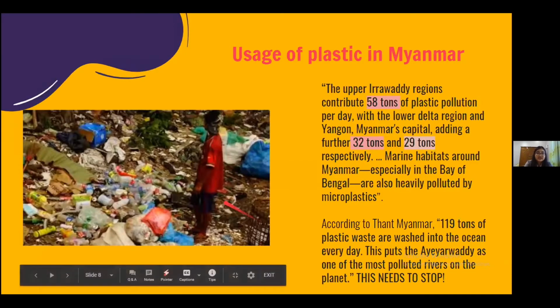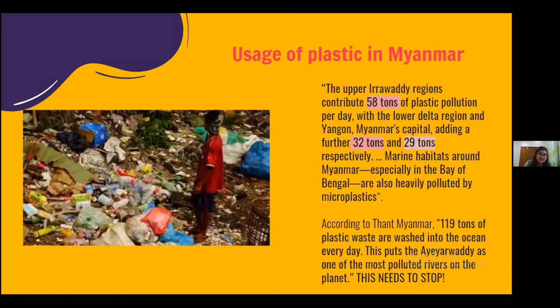Usage of plastic in Myanmar. As you can see in this picture, the whole soil is covered with plastic, and you can see nothing but plastic all over the ground. This is in Yangon. Here you can see the upper Irrawaddy region contributes 58 tons of plastic per day, and the lower region, Yangon, adds 32 tons and 29 tons respectively. 32 tons and 29 tons only in Yangon. Then imagine how much plastic there is all over Myanmar.